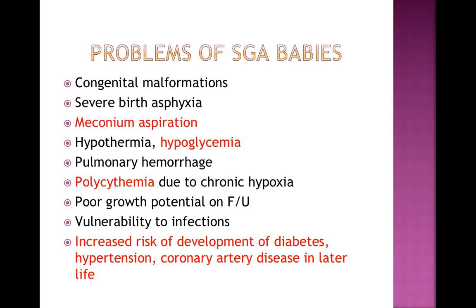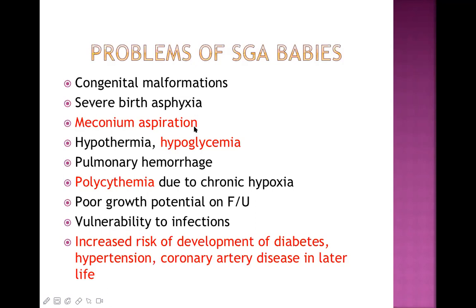This is a very easy understanding. They suffer from severe birth asphyxia, especially at the time of birth. Okay, because they already are hypoxic inside the uterus, and at the time of birth, even more birth asphyxia can occur. Now remember, because of this birth asphyxia, they are usually polycythemic as well. Meconium aspiration syndrome is very common in SGA baby.